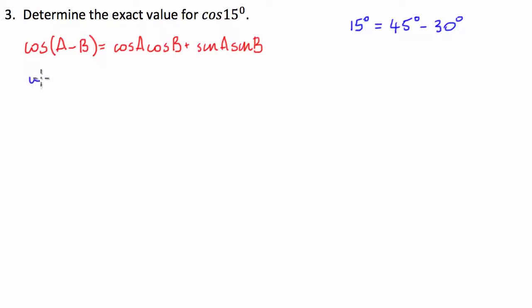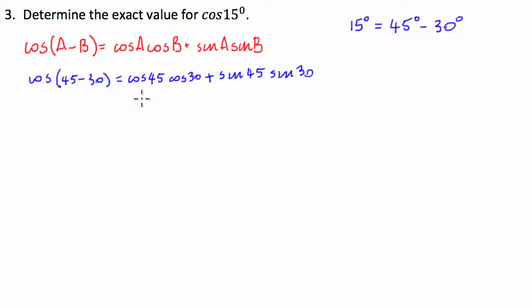So what I can do is write, well, this is going to be equal to the cosine of 45 subtract 30, which according to this identity is going to be the cosine of 45 times the cosine of 30 plus the sine of 45 times sine of 30. Now, these are exact trigonometric ratios which we should have an exact value committed to memory for. So from here, we can just determine what each of these values are.